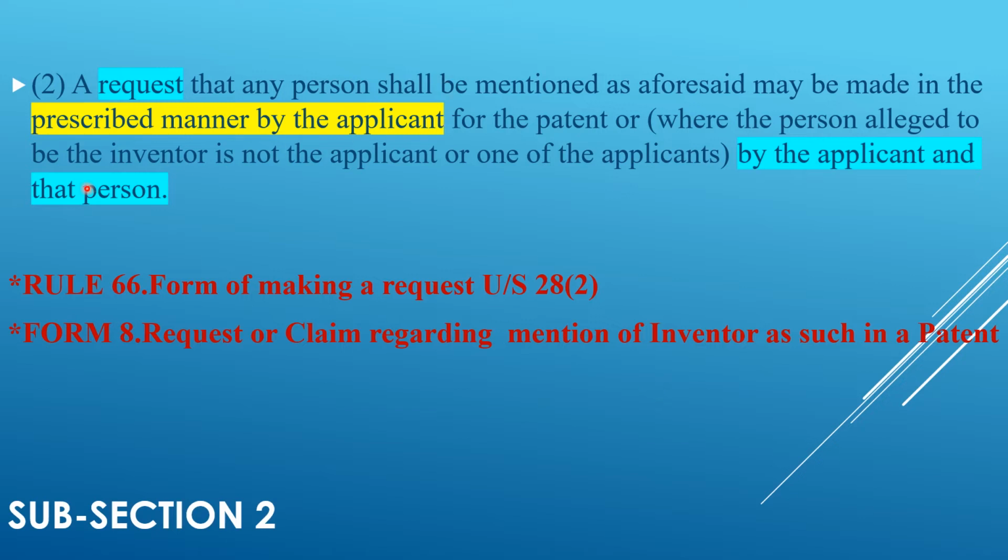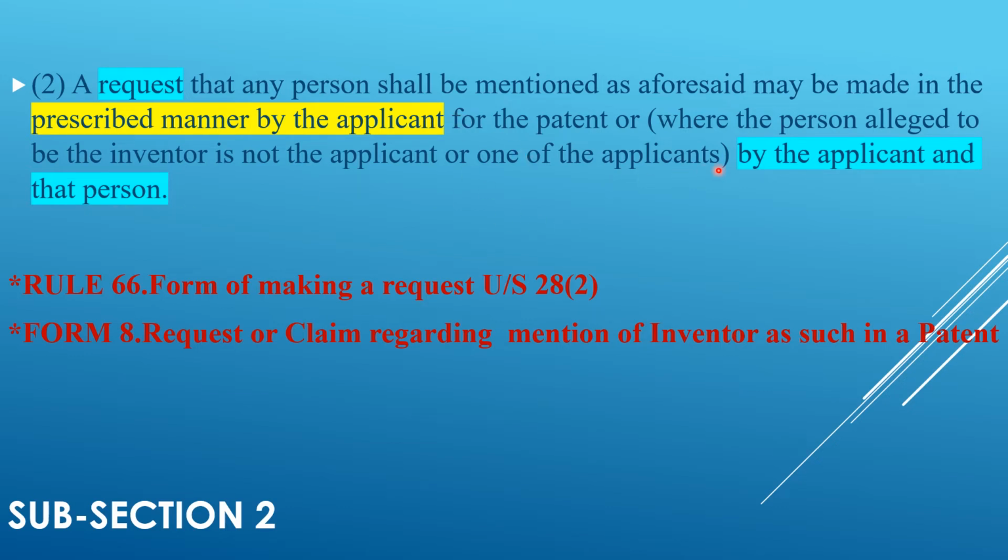Now let us analyze subsection 2. A request that any person shall be mentioned as aforesaid may be made in the prescribed manner by the applicant. That means a request is made in the prescribed manner by the applicant for the patent, or by the applicant and that person. So you can just read like this: a request that any person shall be mentioned as aforesaid may be made in the prescribed manner by the applicant. That means the request will be made in the prescribed manner by the applicant for the patent, or, that means either or condition, by the applicant and that person also.